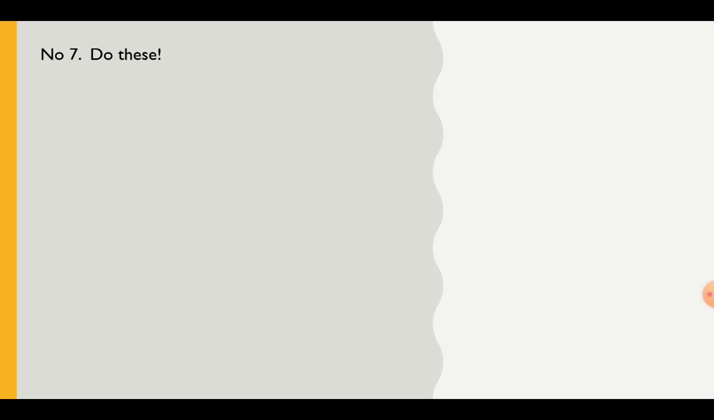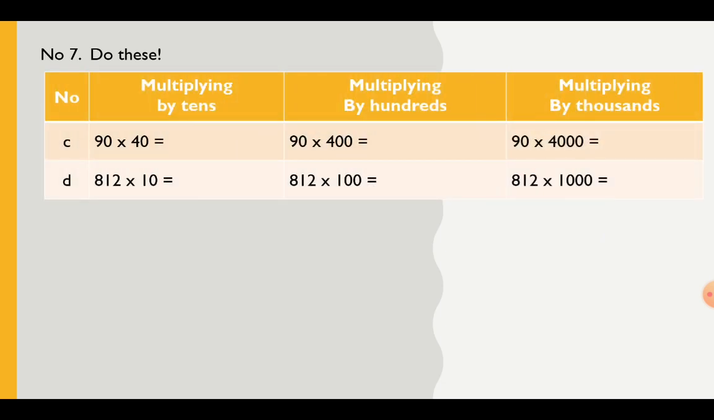Number 7, do this. Now please take a look at the table below. There is multiplying by tens, multiplying by hundreds, and multiplying by thousands. When we multiply 90 times 40, first we multiply the numbers 9 and 4. 9 times 4 equals 36. And then in the 90 we have 1 zero, in the 40 we have 1 zero. So we add 2 zeros in the back of 36. The answer is 3,600.